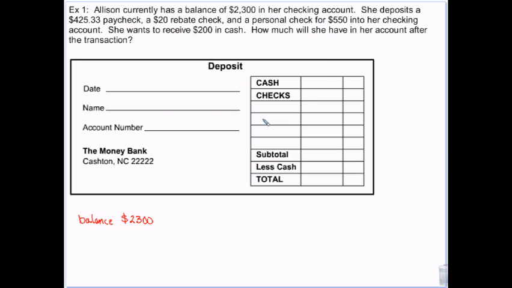All right, so what we do is we put the date on there, and her name is Allison. What's her last name? Baker, okay. And her account number is 12345. Okay, so she's depositing checks. Checks all have to be listed separately.